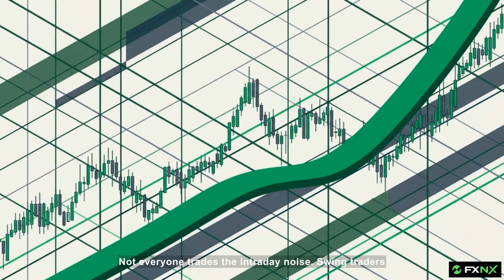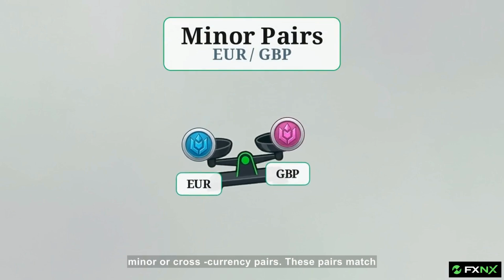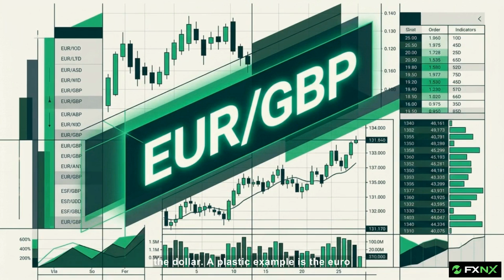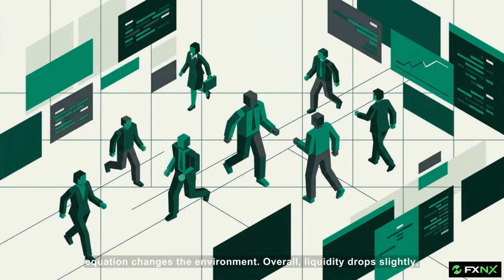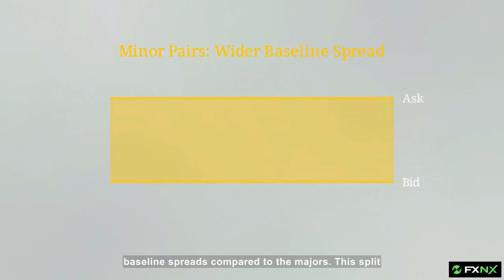Not everyone trades the intraday noise. Swing traders and fundamental analysts look for sustained trends based on diverging economic policies, and they often want to entirely avoid the overwhelming influence of the U.S. Federal Reserve. This requires minor, or cross-currency pairs. These pairs match two major economies against each other, completely bypassing the dollar. A classic example is the euro trading directly against the British pound. Removing the world's reserve currency from the equation changes the environment. Overall liquidity drops slightly, which means you will encounter wider baseline spreads compared to the majors.